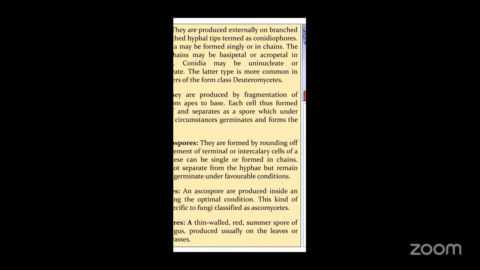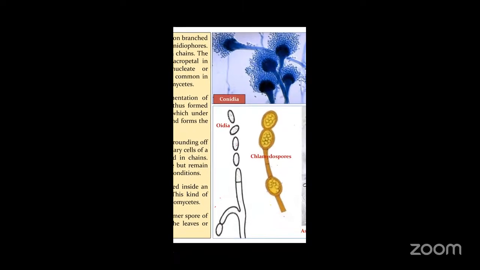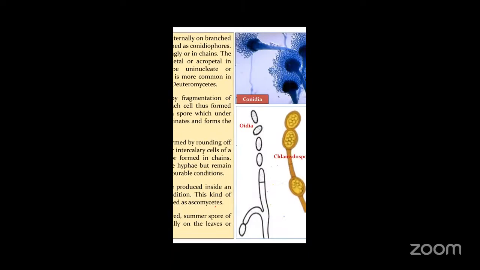Next are the oidia. They are produced by fragmentation of the hyphae from apex to base. See the diagram here, from tip to base, those are the oidia. Each cell rounds off and separates as a spore, which under favorable circumstances germinates and forms new mycelium.